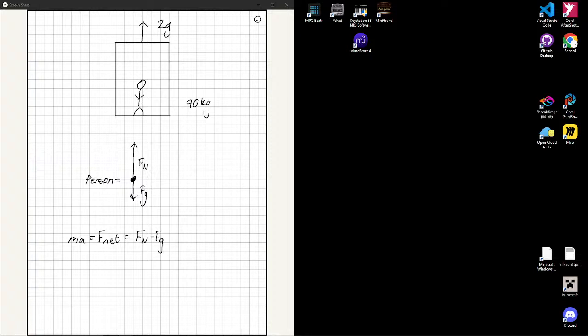So we're going to find how much it feels like they weigh, and we're going to assume gravity is 10. All right, so let's do this. The elevator is accelerating upwards at 2g, and we have Fn minus Fg.